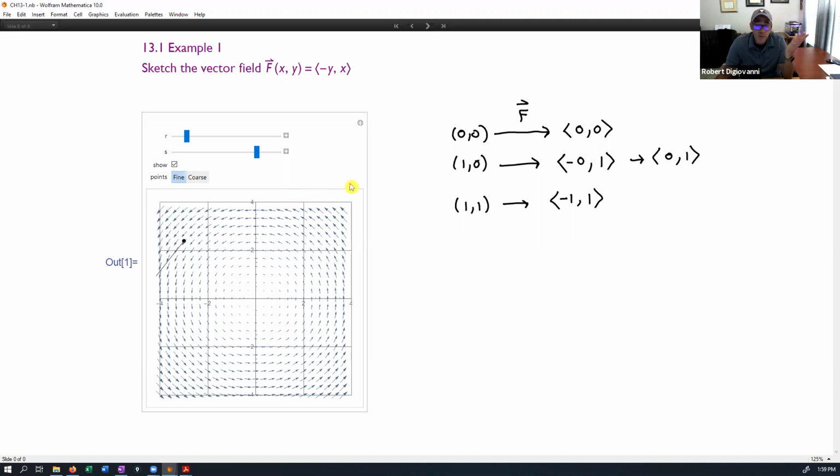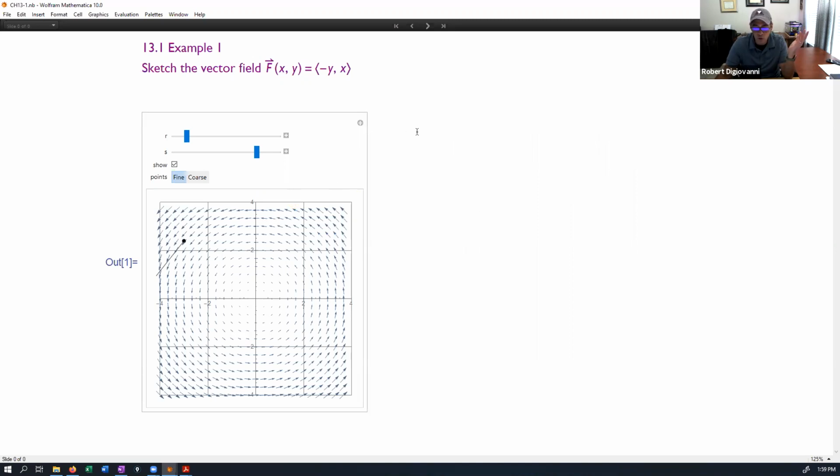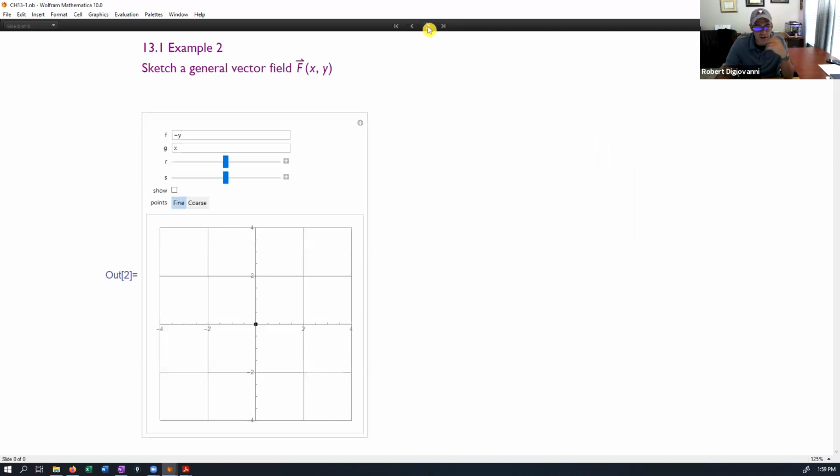That's just one example of a two-dimensional vector field. We could go on, just doing more and more. So let's look at a general one. I am going to let you tell me what you want the vector field to be here. Define it however you want. Just give me a definition of a vector field.